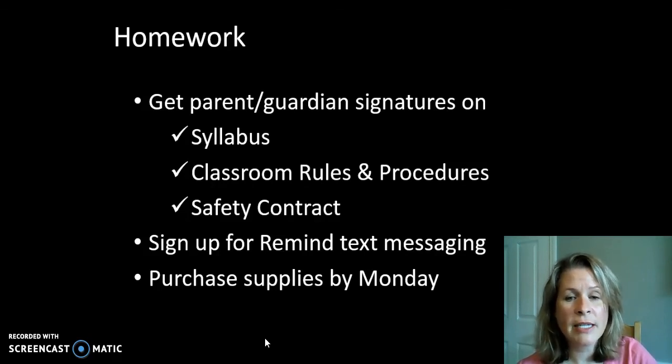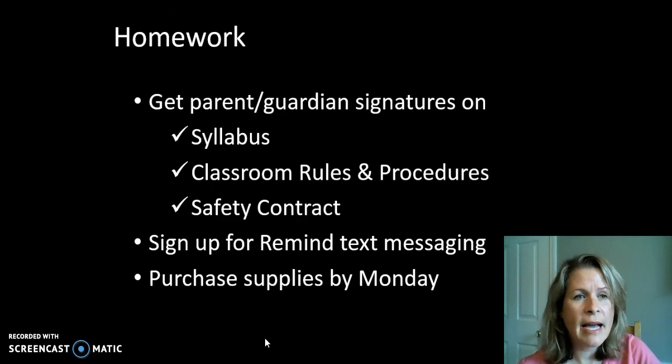Make sure that you sign up for Remind text messaging. Also, I don't have on there, but make sure that you go through N-Grade and that you understand how it's laid out, how it works. And then the last one there is make sure that you have purchased your supplies by Monday so you're ready to go.